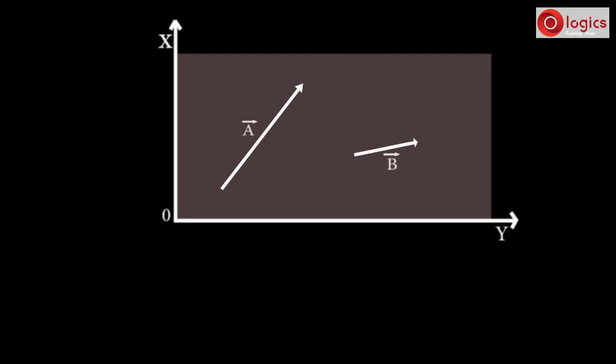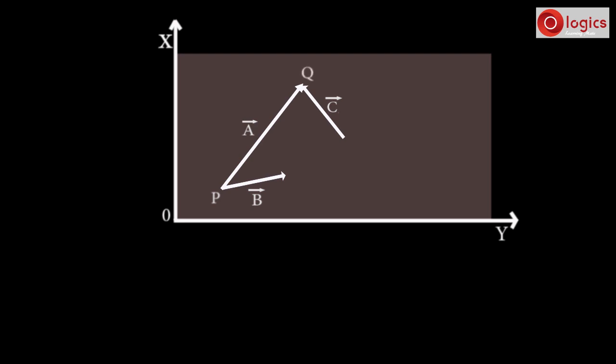Let b bar and c bar be two non-zero vectors in the same plane. Now, move b bar such that the tail of b bar coincides with the tail of a bar without changing its angle. Let this be point P. Now, move c bar such that the head of c bar coincides with the head of a bar without changing its angle. Let this be point Q.